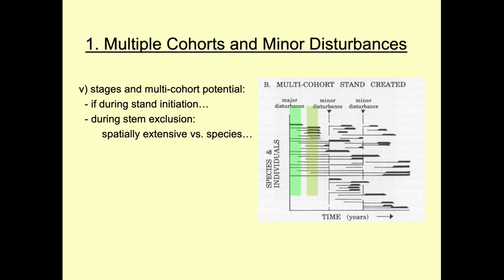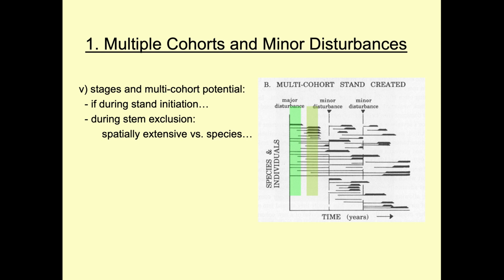Now, we're looking at two separate types of minor disturbances right now. So if a spatially extensive minor disturbance occurs during the stem exclusion phase, then you are going to have a separate cohort develop, and you are going to have a multi-cohort stand as a result.